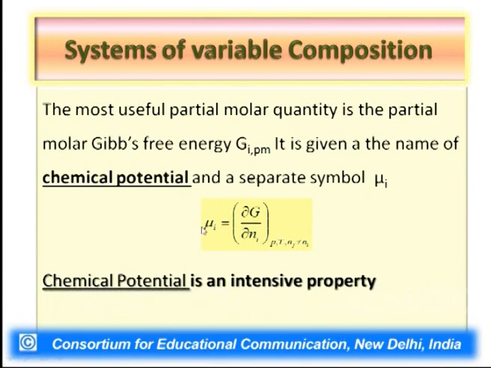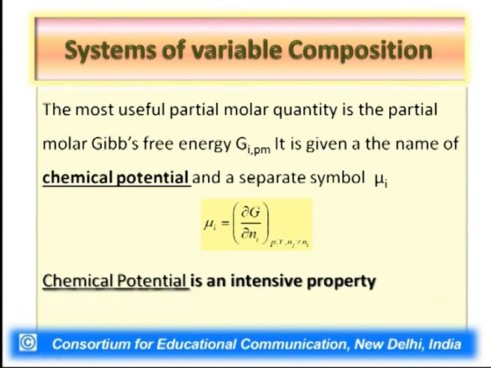So, it is very clear that the chemical potential is an intensive property and is independent of the composition, irrespective of the fact that it is defined as the increase in Gibbs energy due to addition of an infinitesimal number of moles of component i. Infinitesimal means the composition remains constant, that is what is being said.